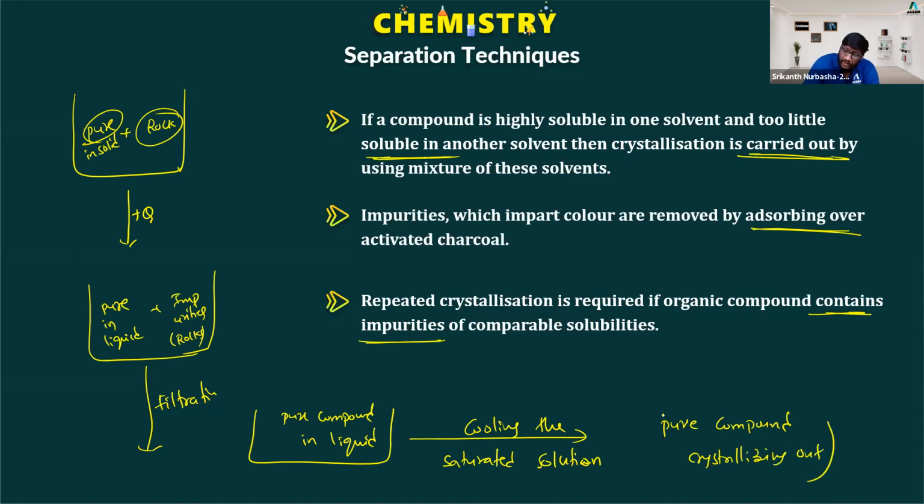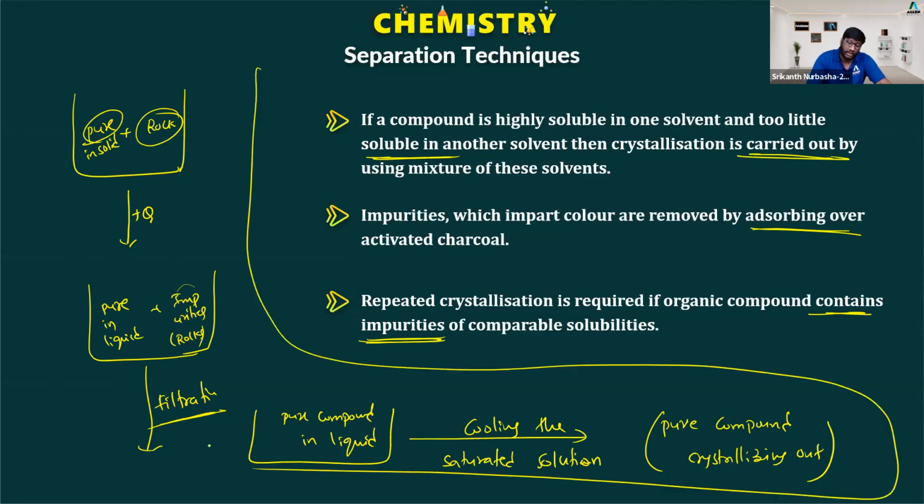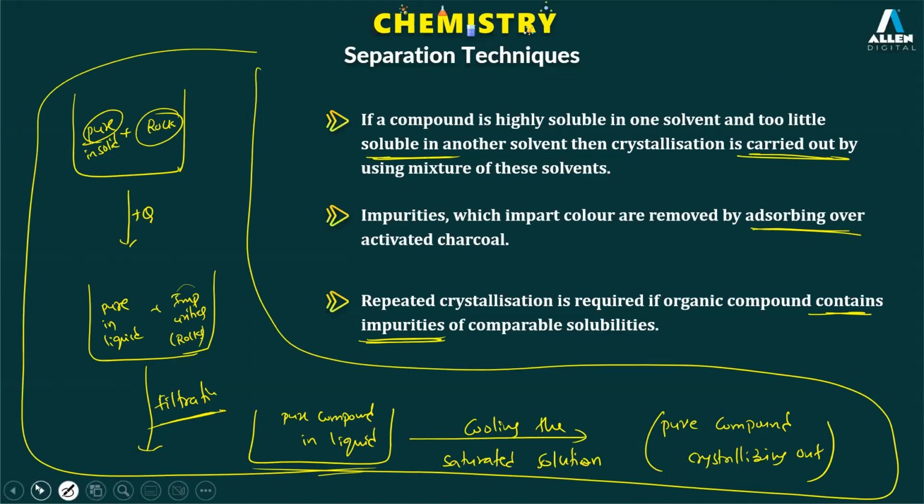So whatever logic we are saying here, repeated crystallization is required if the organic compound contains impurities of comparable solubilities. If the impurities are rocks, then I can easily remove them by filtration. But if they are also slightly soluble, with comparable solubilities, then you have to do the crystallization many number of times so that we get the pure compound. And if impurities impart color, we have to add activated charcoal so that all the colored impurities get adsorbed. Okay, this is the technique of crystallization. Everyone got clear with this or not? Yes, sir.